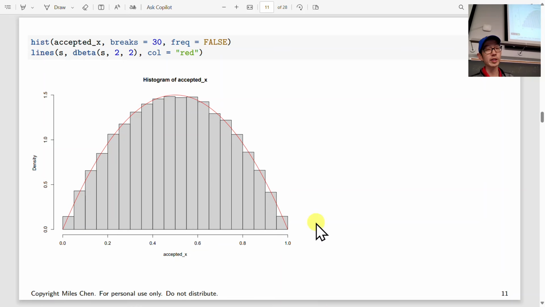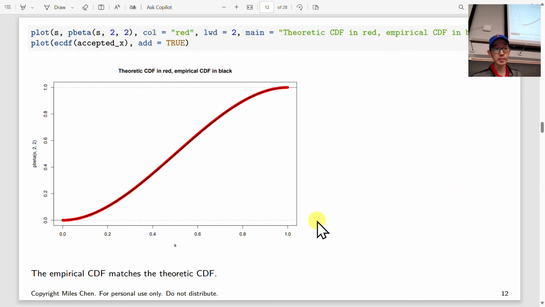and we can see the values that get kept. Here's a histogram of the values that got kept. It follows the distribution that we expect. That follows the beta distribution. Here I can plot the theoretic beta distribution, P beta, with shape parameters 2, 2. And here's the empirical CDF in black plotted on it. We can see there's a very close alignment between these two things. So that's a good sign.